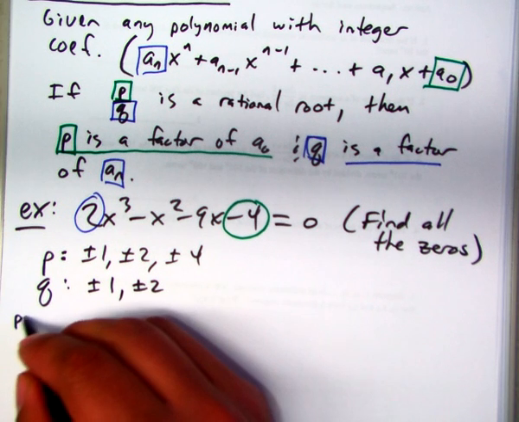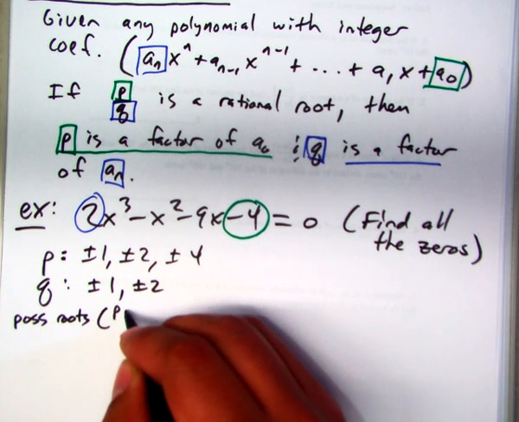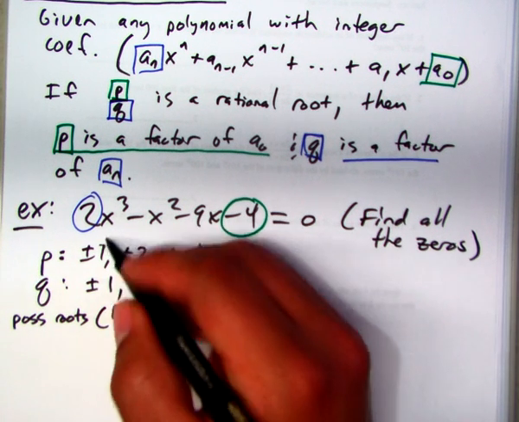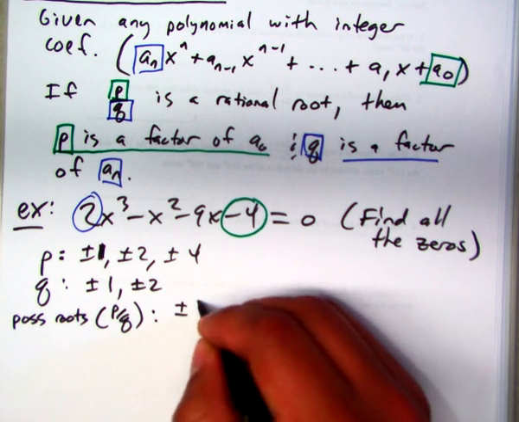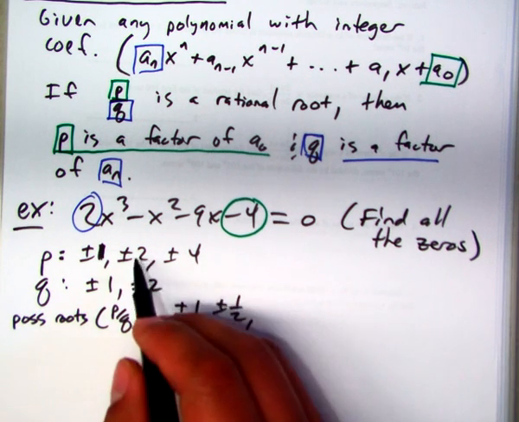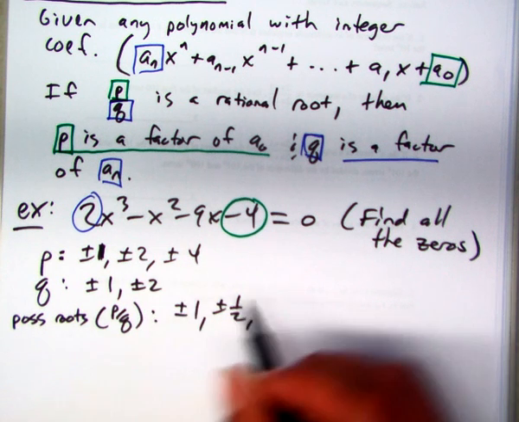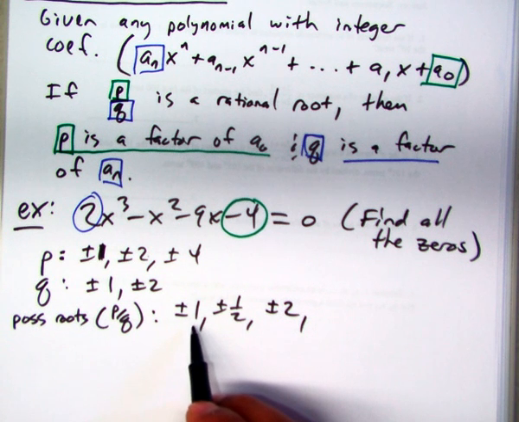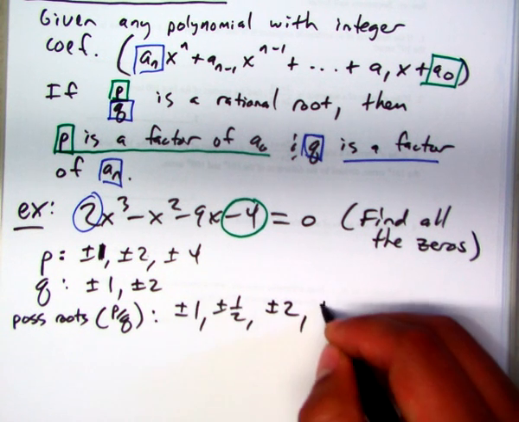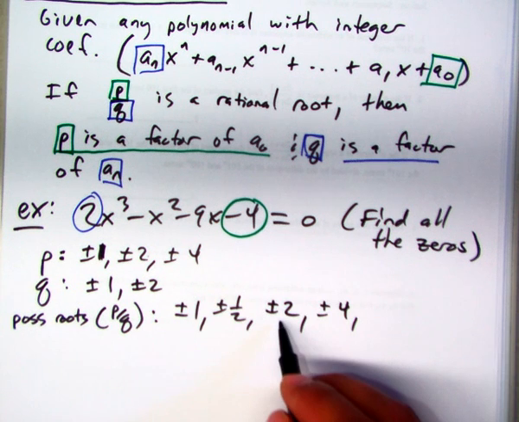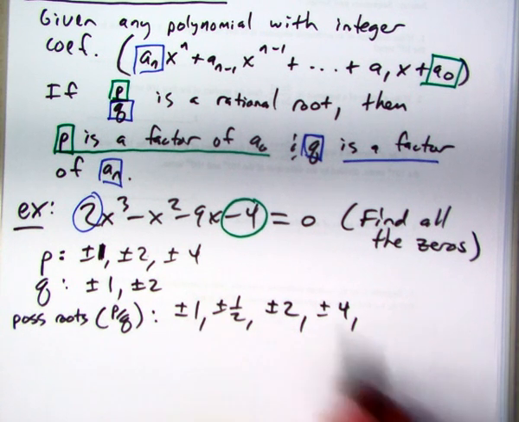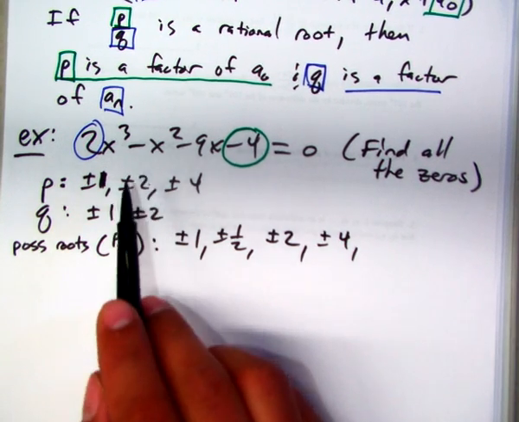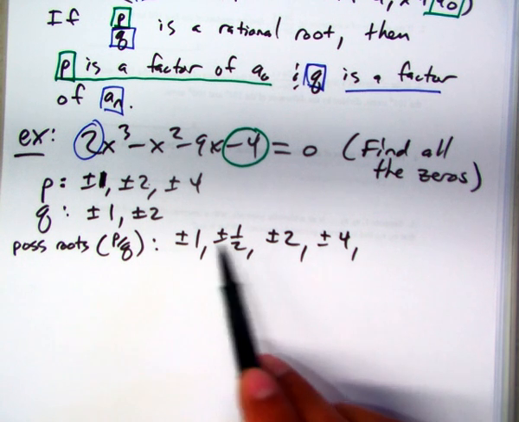Now your possible roots are all your p divided by q values. So you just take all your p values and divide it by all your q values. So 1 divided by 1, still 1. 1 divided by 2 gives us a half. And then we go 2 divided by 1 and 2 divided by 2. 2 divided by 1 is 2. 2 divided by 2 is 1, so I'm not going to list that because I already have it here. 4 divided by 1 is 4. 4 divided by 2 is 2, but I already have that, so again, not going to list it. So these are all the possible rational roots. So if this polynomial has any rational roots, these 8 are the only possibilities.